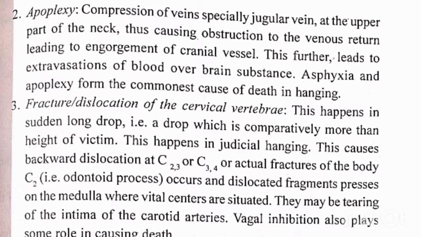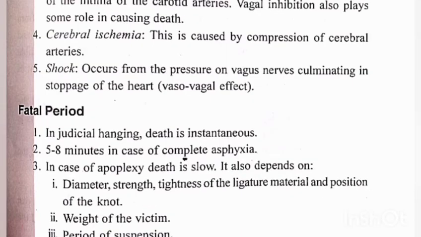And if this tearing occurs at that place, the intima of a carotid artery becomes torn, leading to vagal inhibition. What are the other causes? Cerebral ischemia, which leads to compression of a cerebral artery, leads to death during hanging. Shock also occurs due to vagus nerve pressure, which causes stoppage of the heart due to the vasovagal effect, which also causes death.